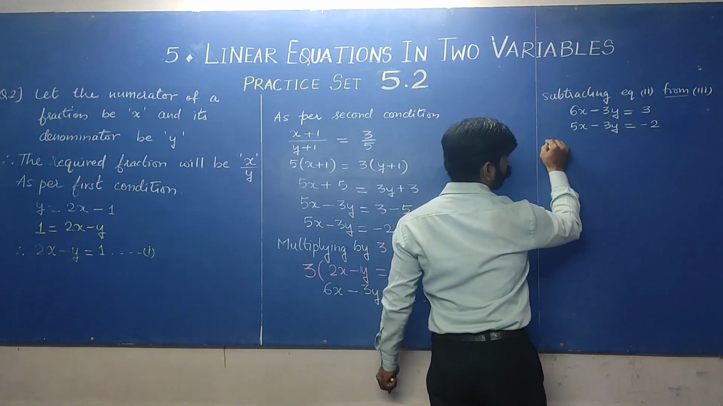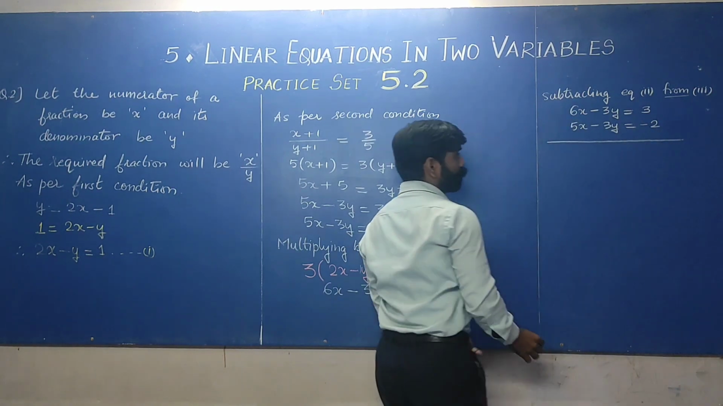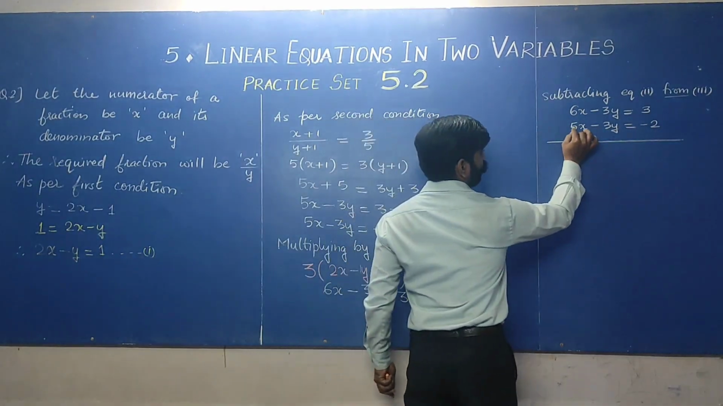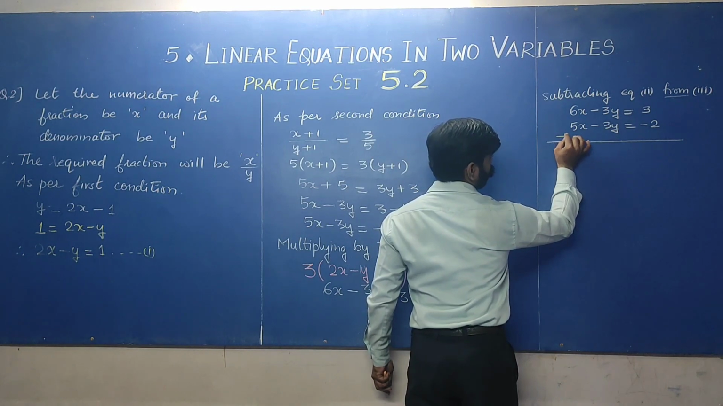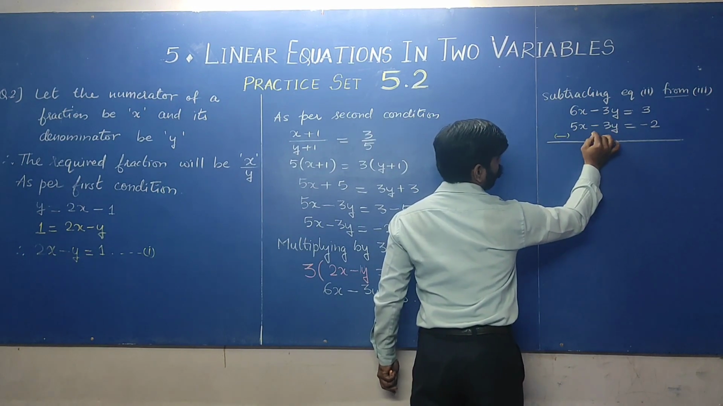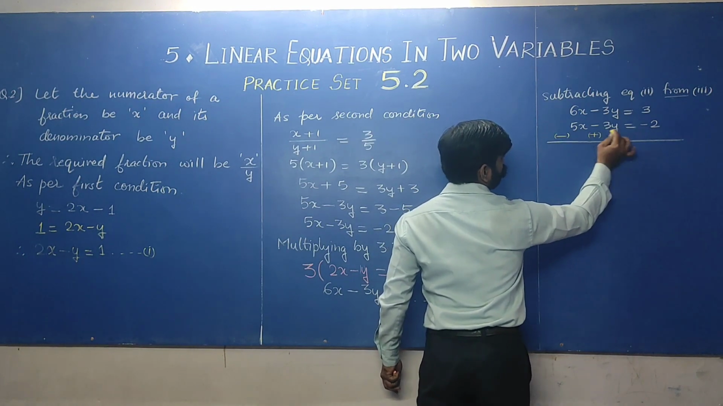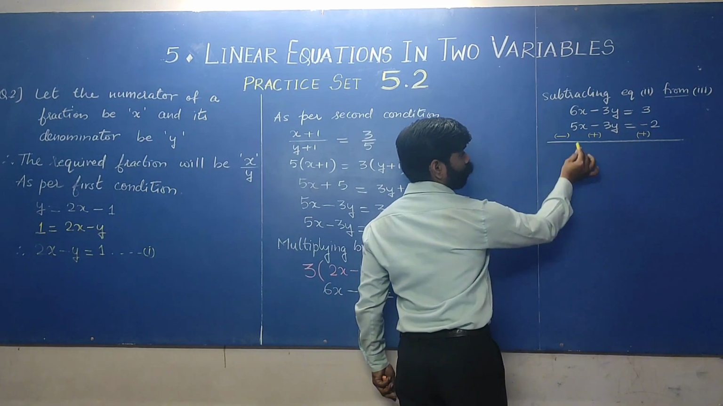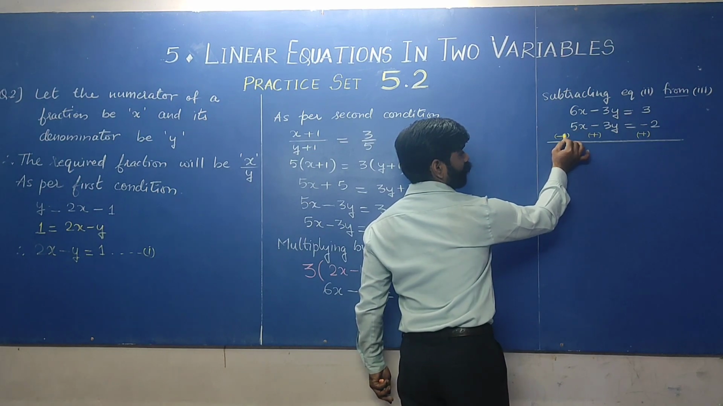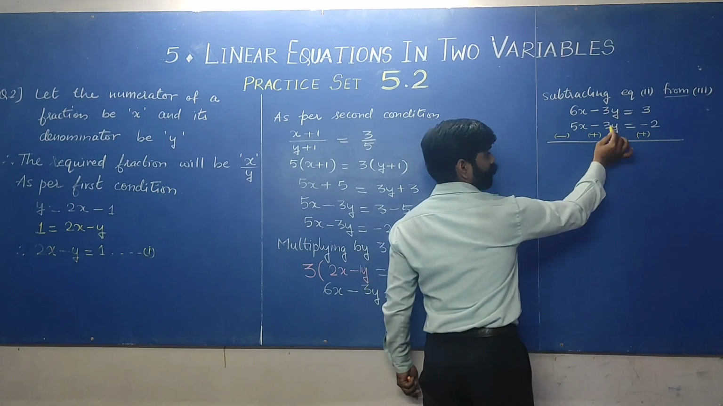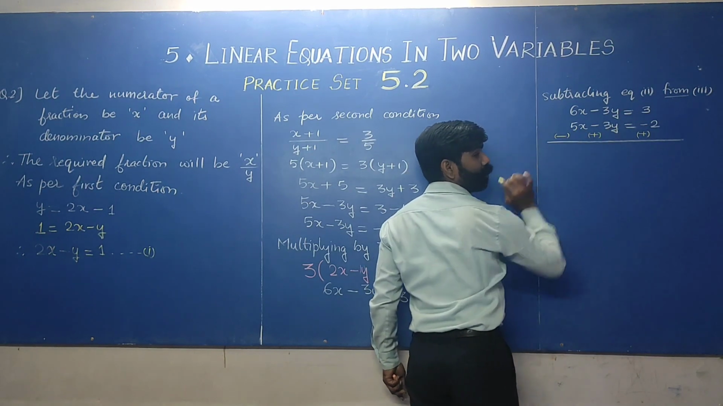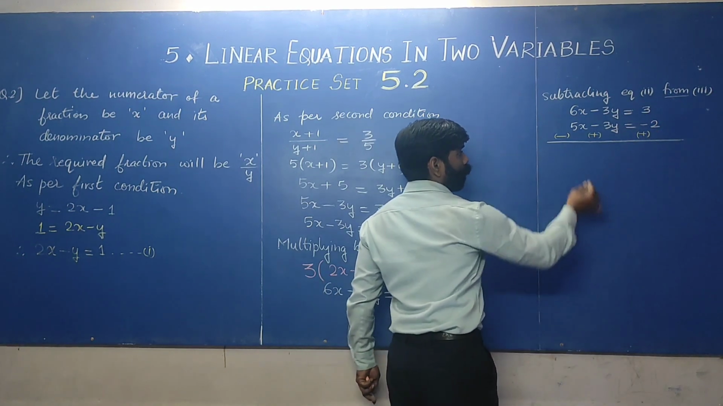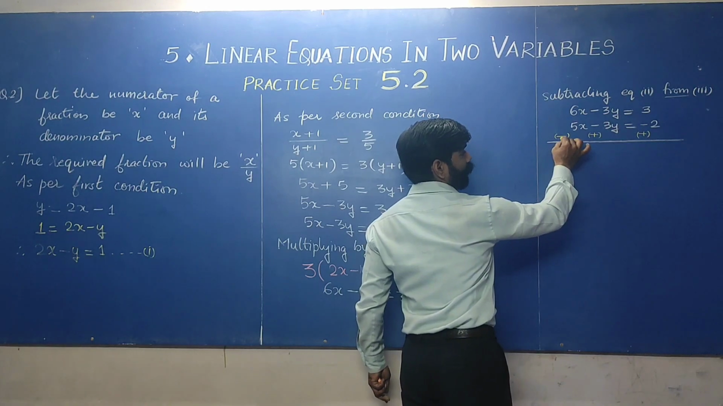What we are doing here, students? We are subtracting. So subtraction makes change of sign. So here it is plus. So plus will become minus. And here it is minus. It will become plus. This is minus. It will also become plus. So this 5 is now becoming minus. And this 3y is becoming plus. 2 is becoming plus. So plus minus is minus.